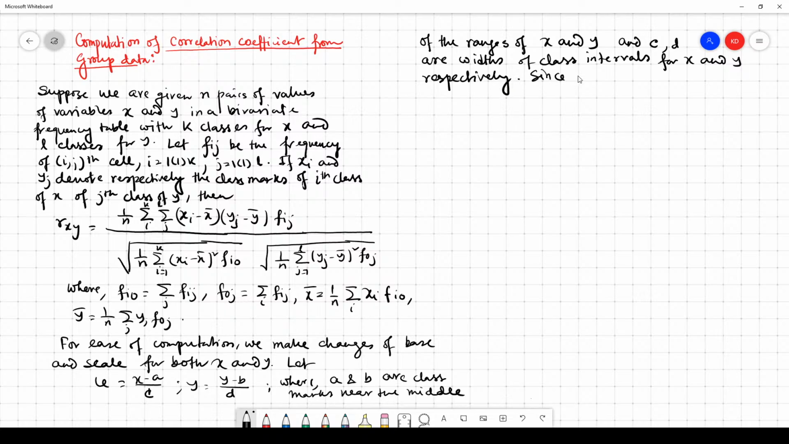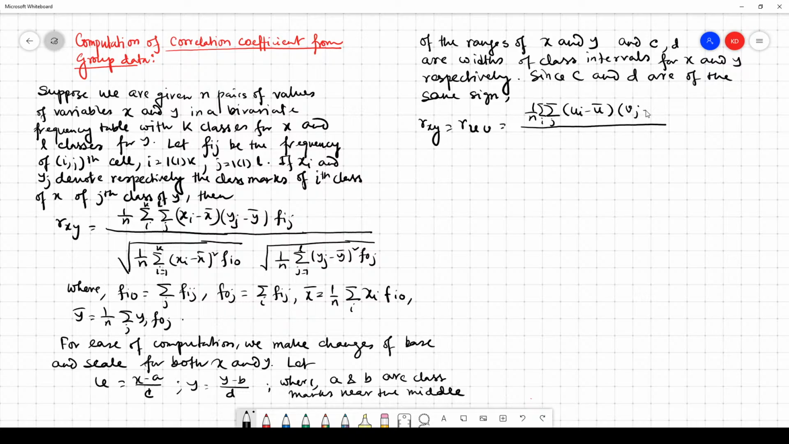Since C and D are of the same sign, Rxy is equal to RUV, and RUV can be written as 1 by n sum over ij Ui minus U bar, Vj minus V bar, Fij, divided by the square root of 1 by n sum over i Ui minus U bar whole square Fi naught, into 1 by n sum over j Vj minus V bar whole square F naught j.